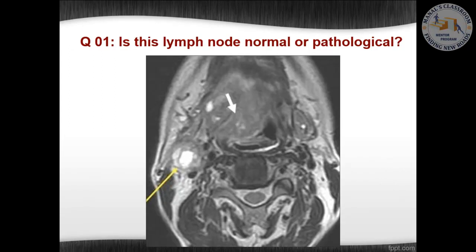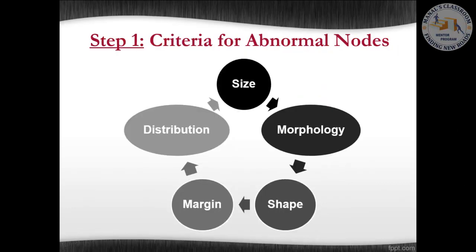First of all, we have this question. Just keep the answer in your mind. Is this lymph node normal or pathological? This one on the right side with the yellow arrow. We will now check how to assess to know whether this is normal or abnormal.